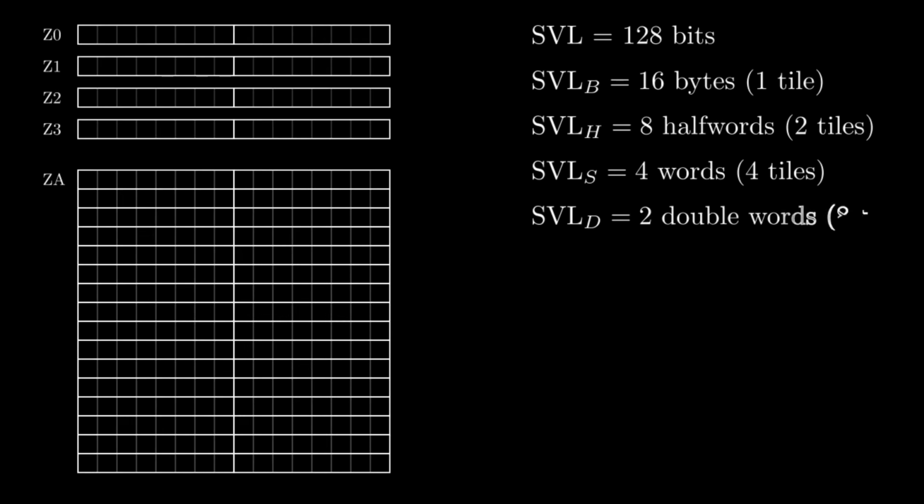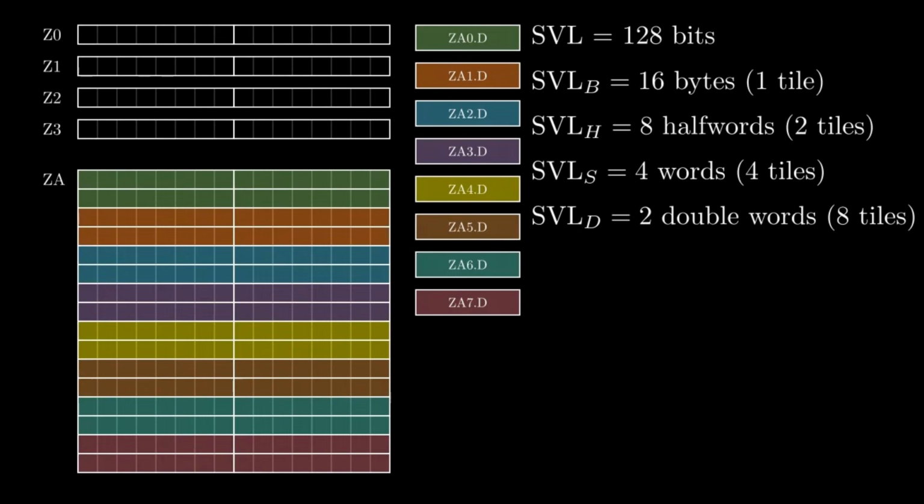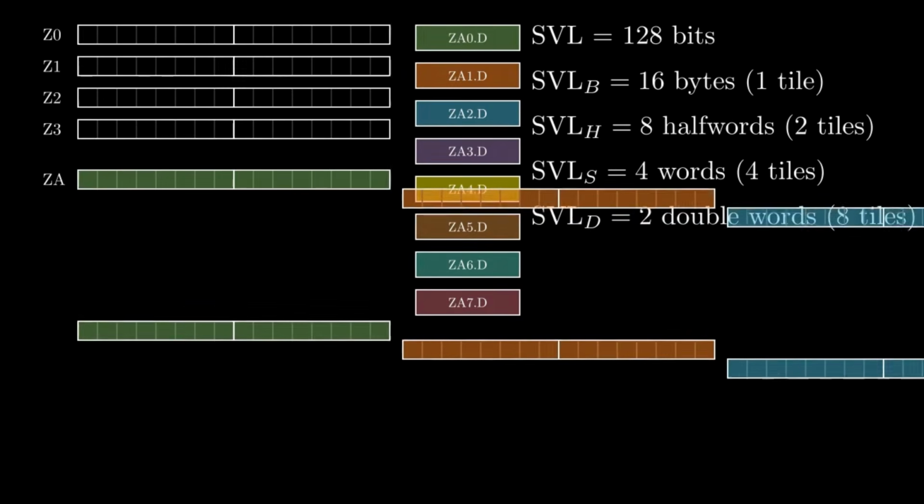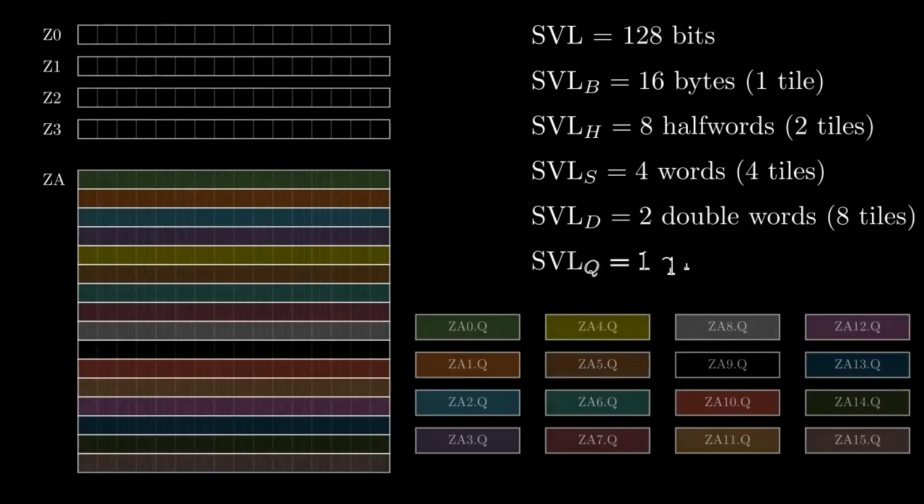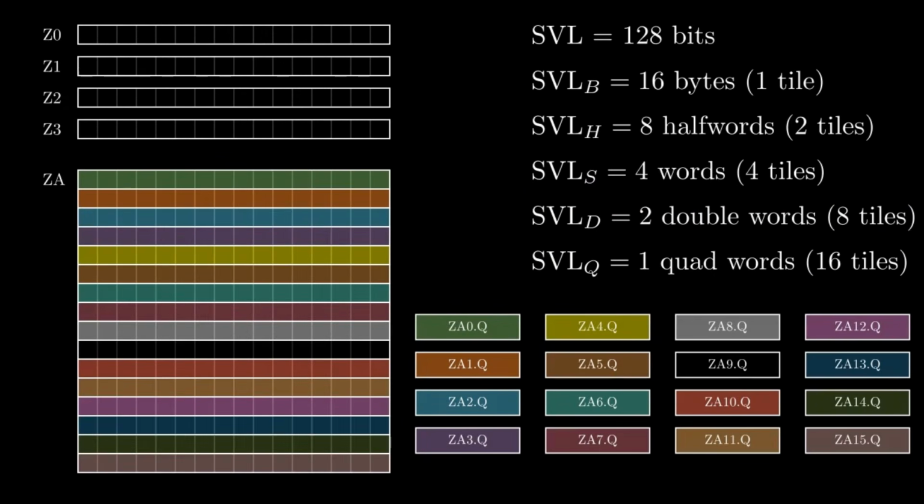This pattern continues for 64-bit double words. The 8 64-bit tiles are named ZA0.D through ZA7.D, and of course they are interleaved in the physical ZA storage. For 128-bit quad words, there are 16 tiles named ZA0.Q through ZA15.Q, and they are each a single cell in size. Bear in mind that for implementations with vector length greater than 128 bits, their dimension would be larger.